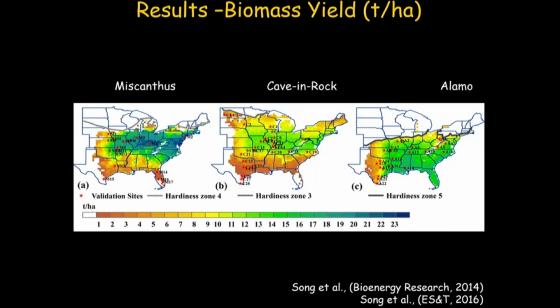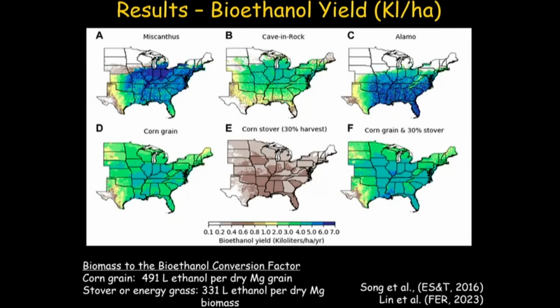In the case of Cave-in-Rock, which is the upland switchgrass, the yield is the lowest compared to the three different crops, and the maximum is only about 15. But it can go a little bit farther north, up to hardy zone 3, which is about -23 degrees Celsius. Now in the case of Alamo, which is very popular in the US, there are already plants using Alamo to produce ethanol, but it is more popular in the southern part of the US. The yield for this crop is higher than Cave-in-Rock but less than miscanthus, going up to 17 tons per hectare. Now we can also convert these yields to ethanol.